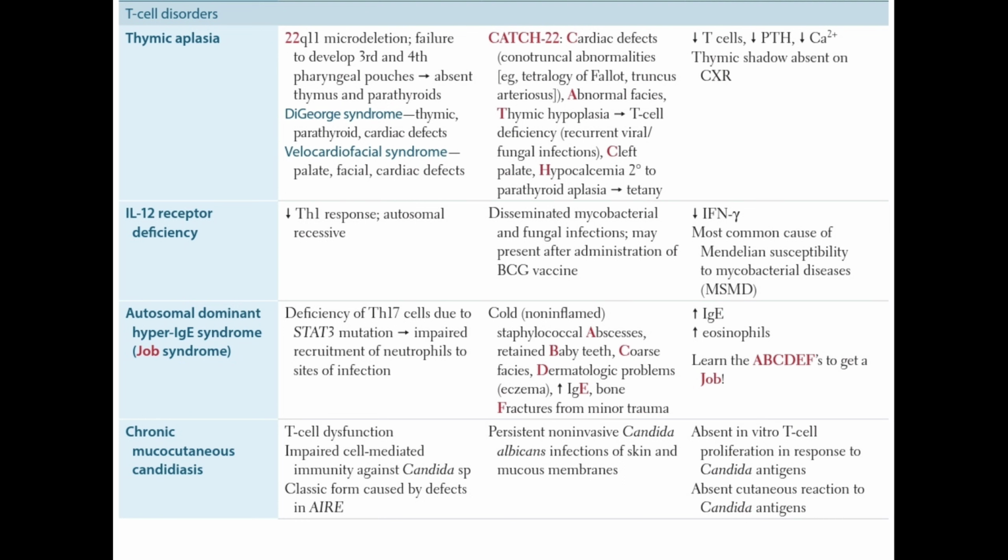So in this video, we discussed the various T-cell disorders which lead to immunodeficiency. We discussed thymic aplasia, interleukin 12 receptor deficiency, autosomal dominant hyper IgE syndrome, which is also known as Job syndrome, and chronic mucocutaneous candidiasis.